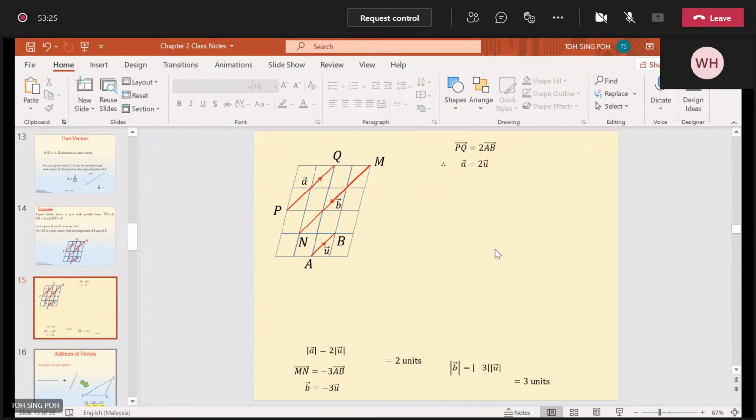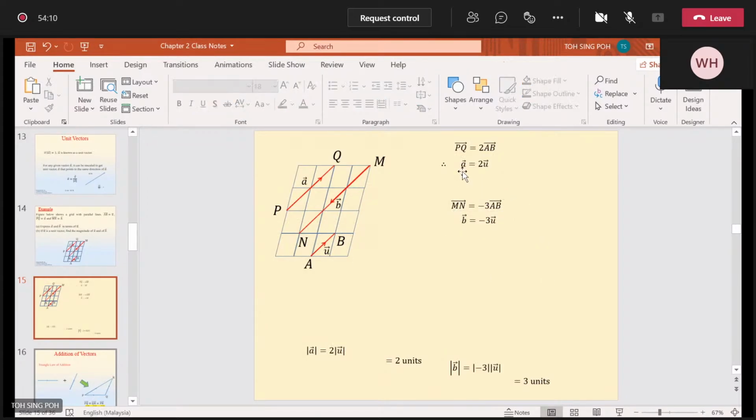Very simple. And then how about MN? In terms of magnitude, it is 3 times compared to AB, but in the opposite direction. So we can write down the relationship between MN and AB as this: MN equal to -3AB. Don't forget about the negative. This one is positive, this one is negative, so it depends on the directions. And then we can know that B, because MN is equal to B, B should be equal to -3U, because AB equal to U.